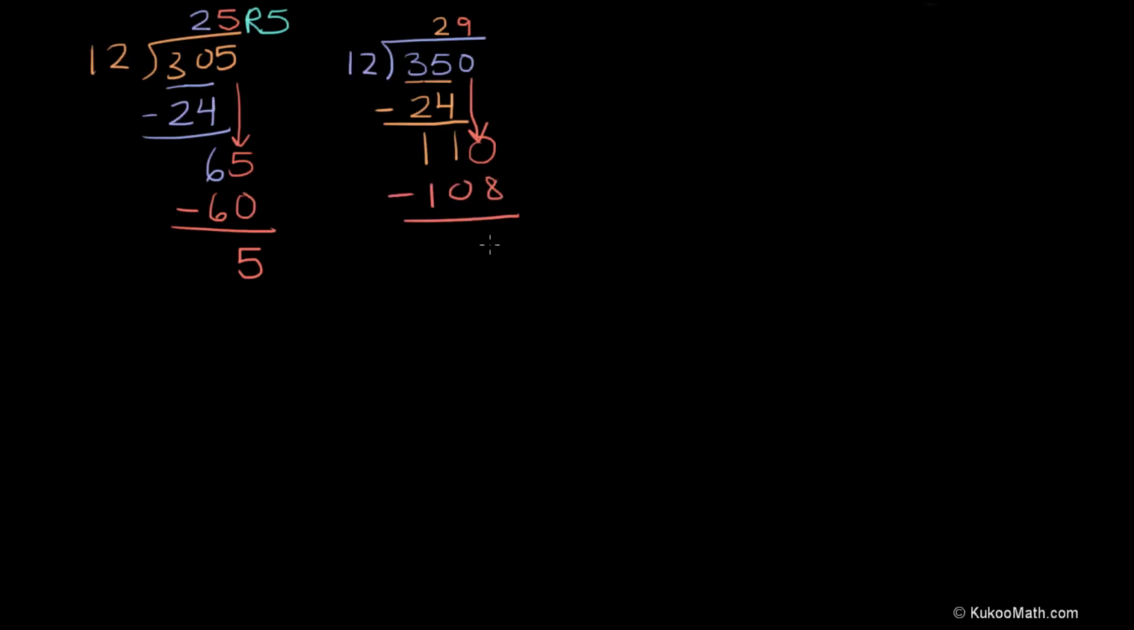And when we subtract, we get 2. This is a smaller number than 12, and we don't have any more steps to do. So 2 becomes our remainder, and our answer is 29, remainder 5. Let's take a look at another problem.